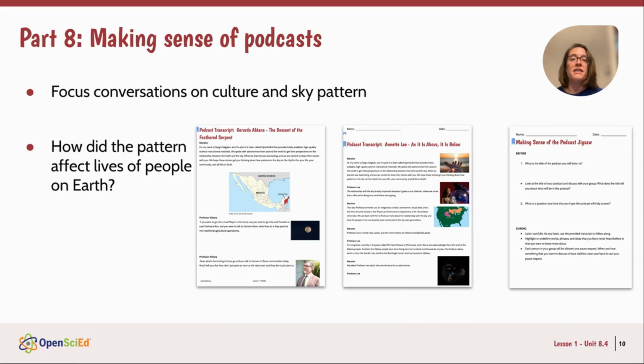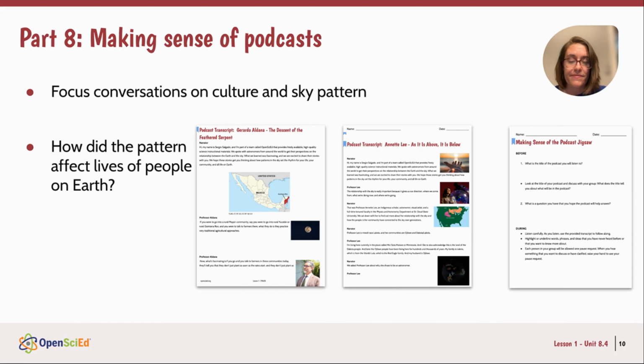And then having an explicit conversation, definitely in whole group, so you know that each group got it. How did that pattern affect the lives of the people on Earth? Most of the time, it has to do with crops and agriculture, and those sky patterns are noting changes in season.